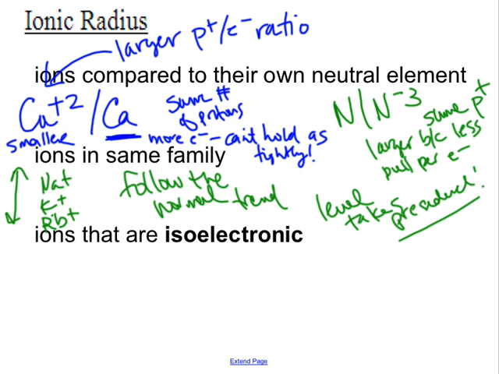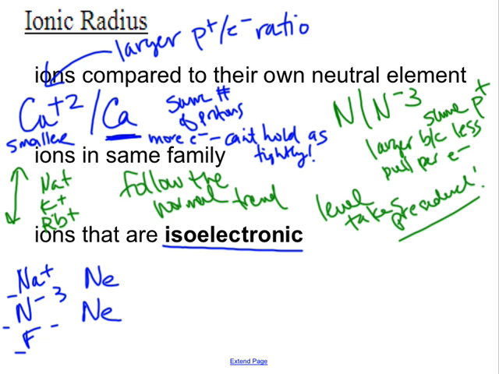Okay, now there's two other things you can look at. This is going to look kind of crazy, and you're going to be like, what's going on? If I were to compare sodium plus, N minus 3, and F minus, you're like, what's going on? What you have to do in a case like this is figure out what noble gas these things are isoelectronic to. Then you can rank the noble gas sizes. So what is sodium plus isoelectronic to? Neon. What's N minus 3 isoelectronic to? Uh-oh. What's F minus isoelectronic to? Neon. Ah, what do we do now?